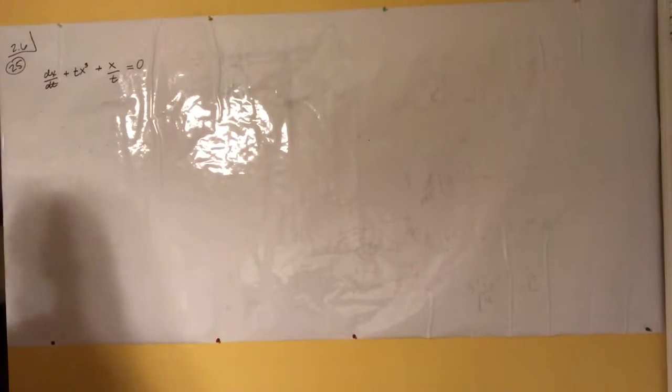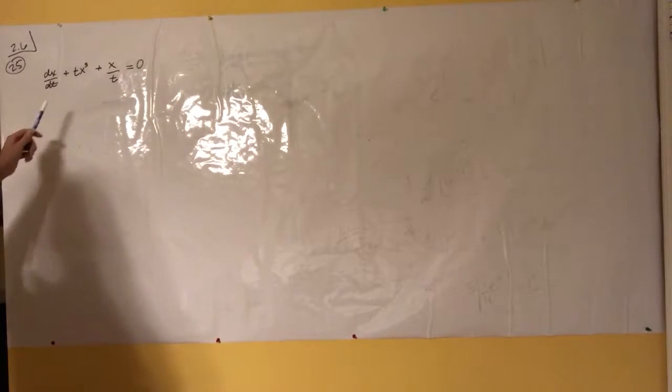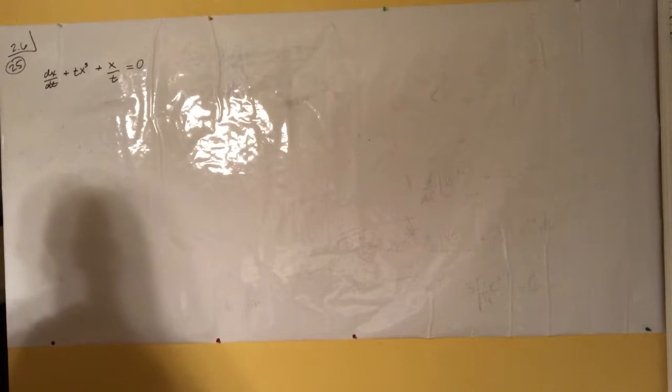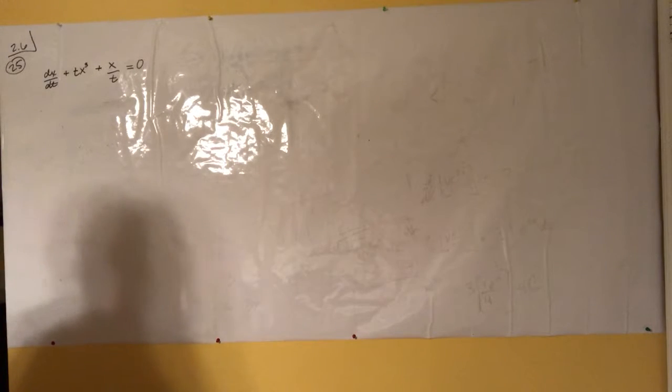Okay, so this problem is from section 2.6, number 25. dx/dt plus t times x to the third plus x over t equals 0. This is going to be a Bernoulli equation.